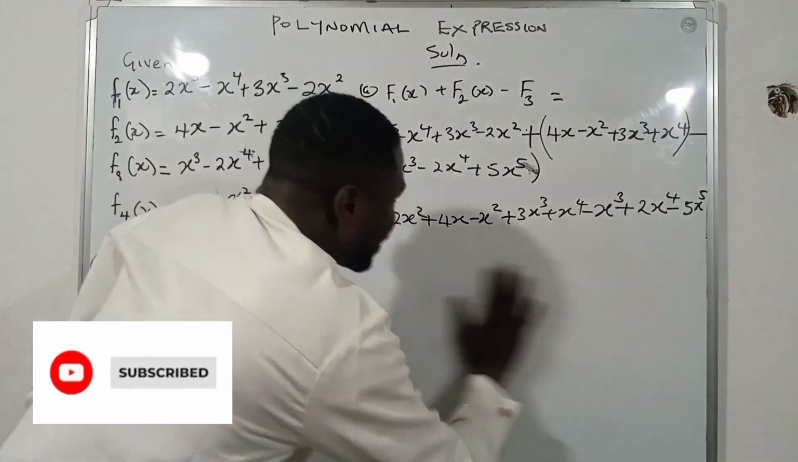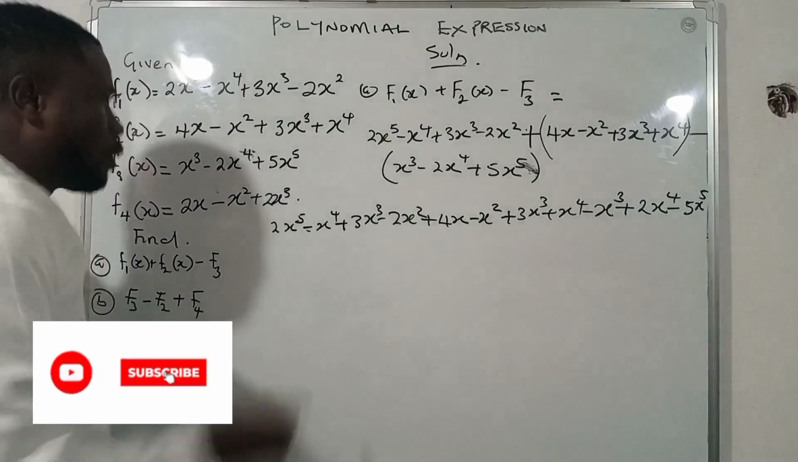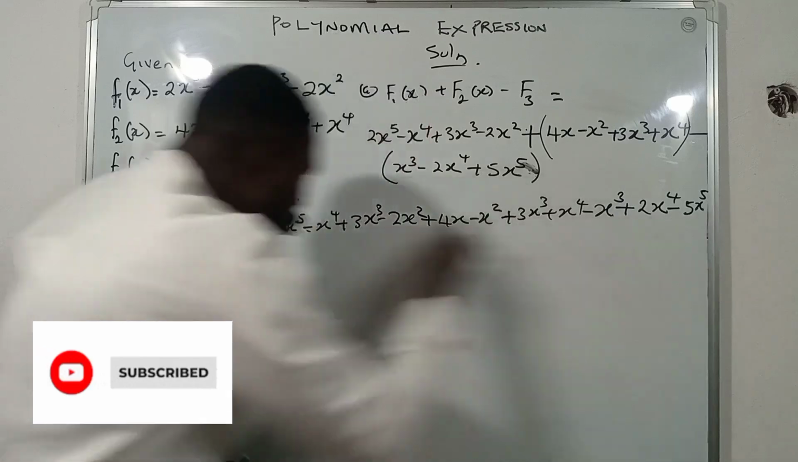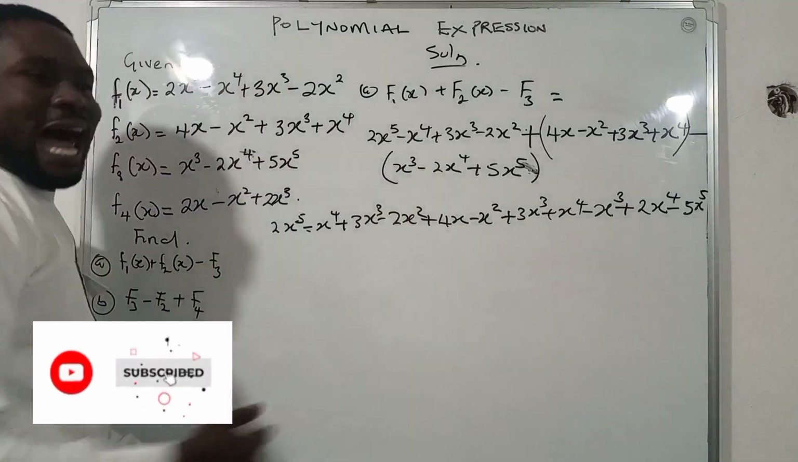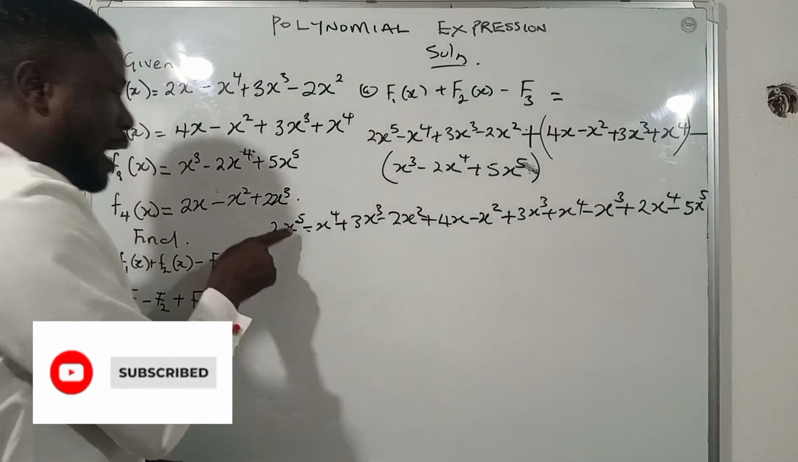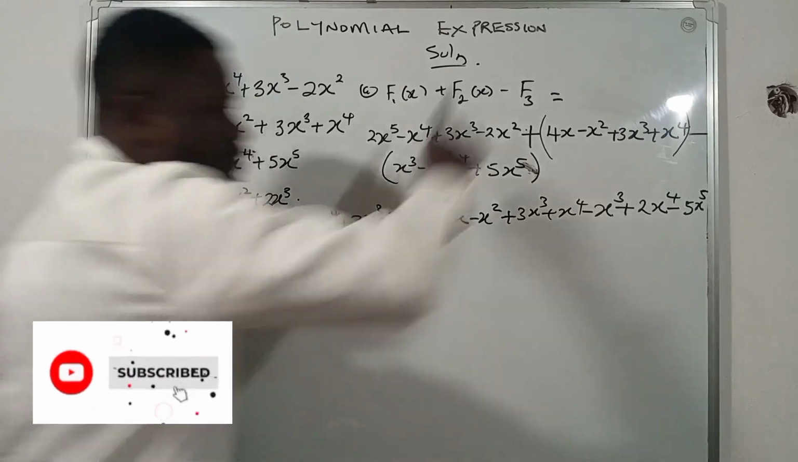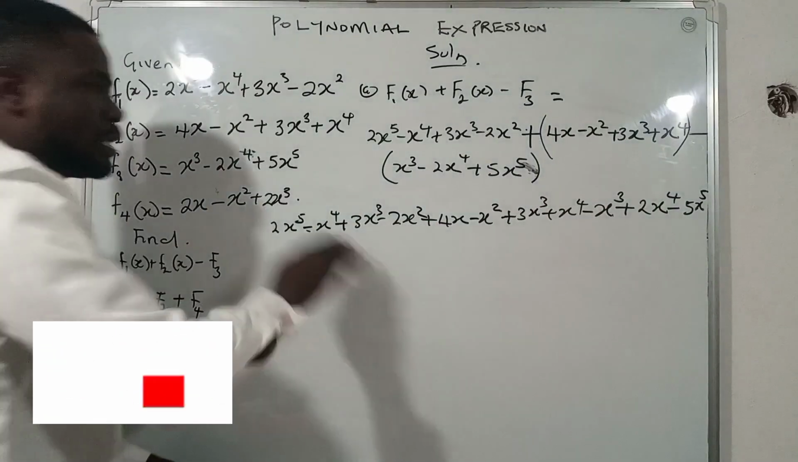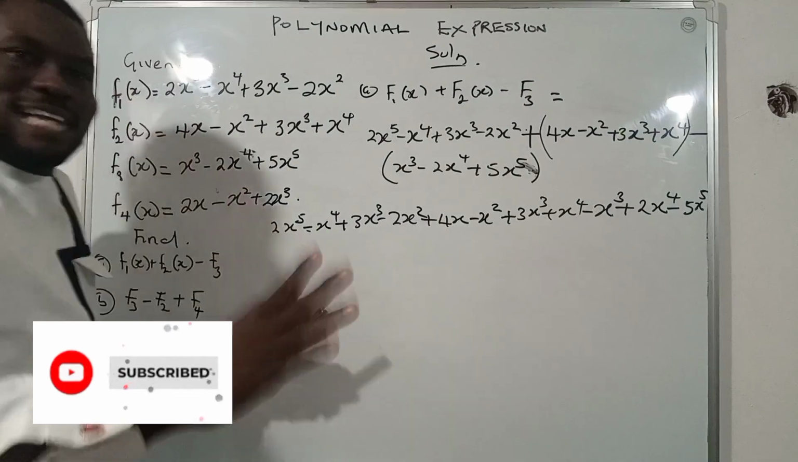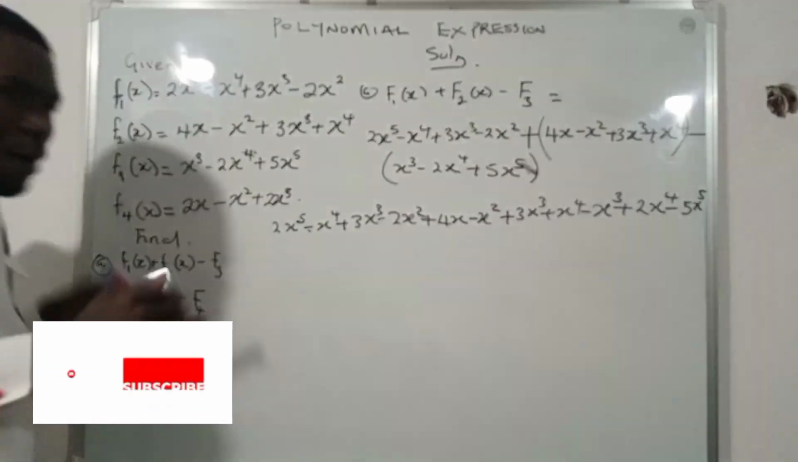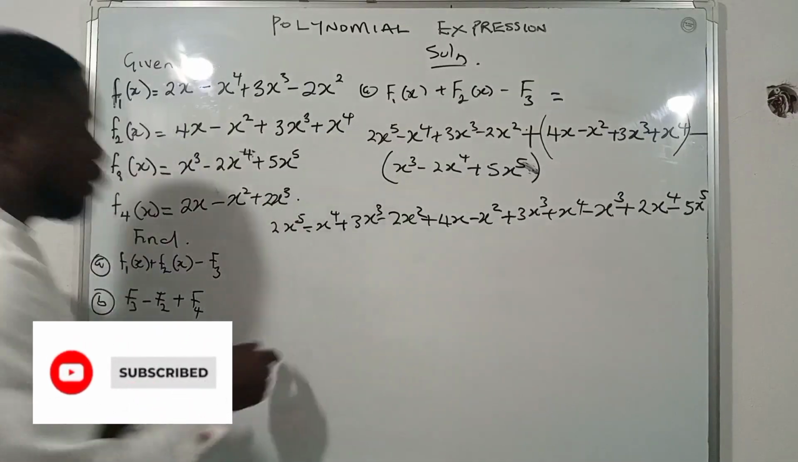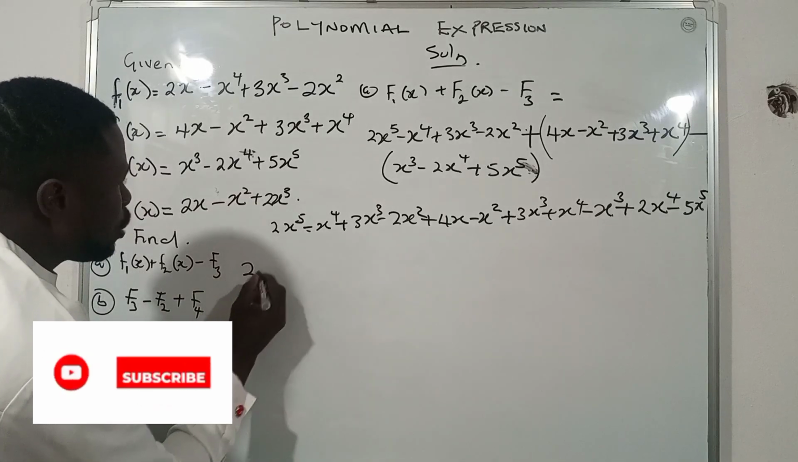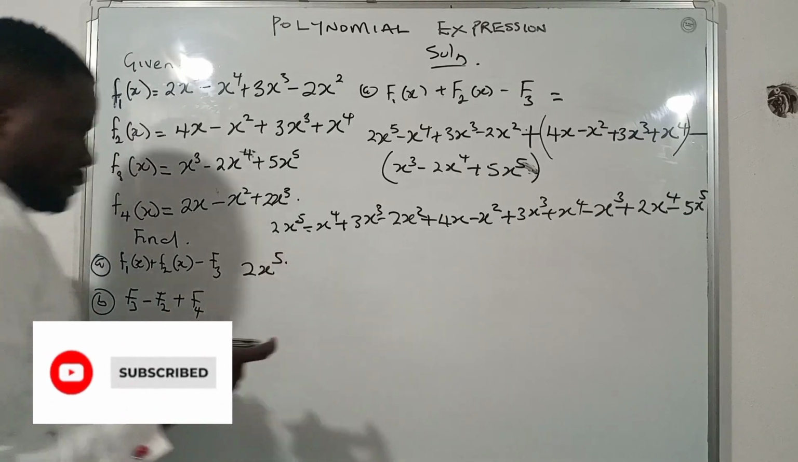Now, I need to ask myself, as I go through, which of these has the highest power? You've seen that we have x raised to the power 5 here, and here. So these are the two with the highest power. I will bring them together. I will take this one first. This will be 2x raised to the power 5.